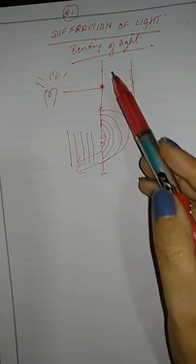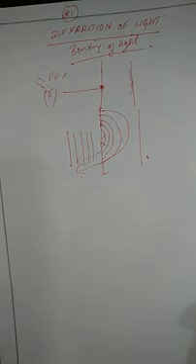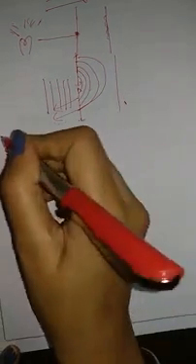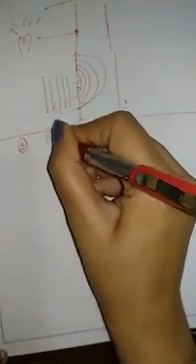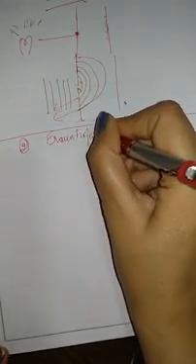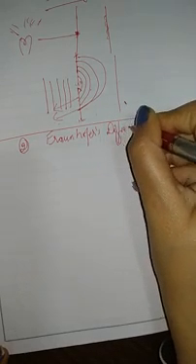Now, diffraction is of two types. One is Fraunhofer diffraction and the other is Fresnel's diffraction. Fresnel's diffraction has been removed from the syllabus, so we are left with Fraunhofer diffraction.